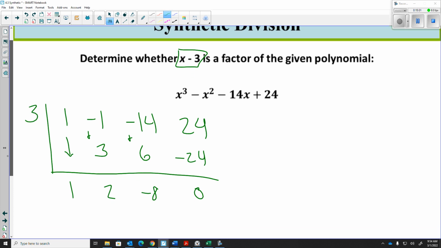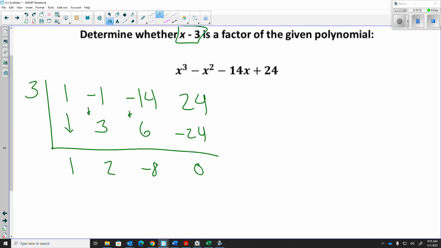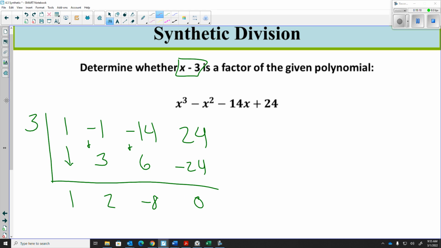All right, so I'm done with the division up here. If you're done with it, you can check yourself with me. So the remainder is 0. What does that mean? It means it's a factor, okay? So really, if it tells you to determine whether it's a factor, you're really looking for no remainders. If you divide it and you get no remainder, then it is a factor.